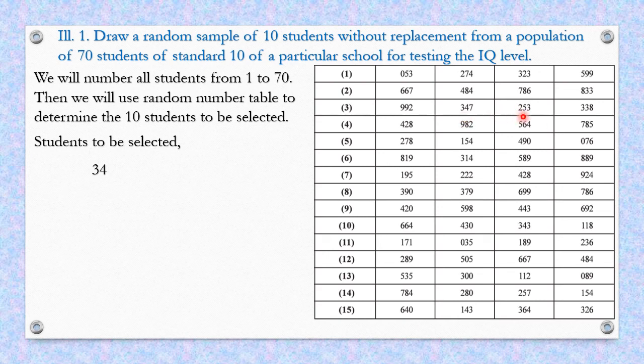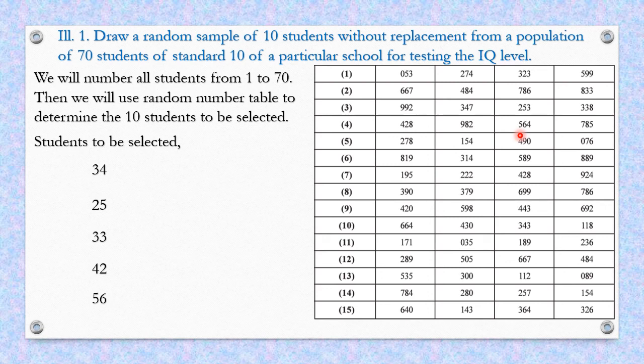Then move on. First two values are 25. So next student with the value 25 will be selected. Then we have 33. Then number 33 will be selected. Then 42. Then we have 98, which is above 70. So just ignore it. Next is 56.